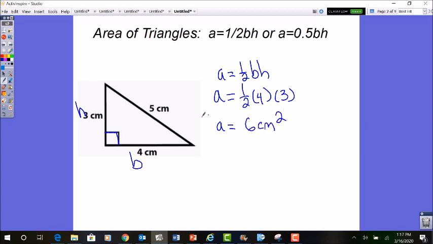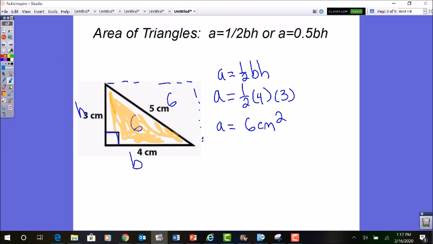Okay? And again, if you wanted to imagine this whole rectangle, you would just do 4 times 3, which would be 12. So this piece would be 6 and this piece would be 6, and that's where that 12 would come from. But since we're only looking for the area of this triangle, we only want 1/2 the base and the height, which would be 6.